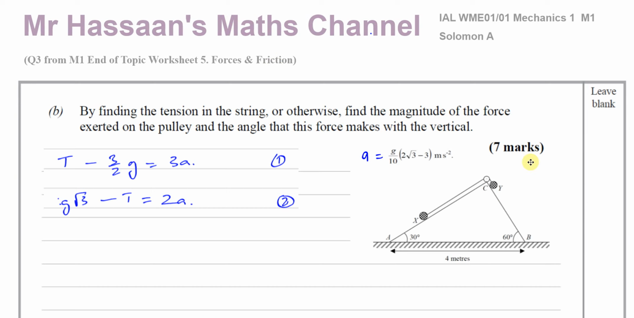Okay, so now, here we have the two equations that we formed in the first part of the question. These were the two equations we formed from resolving the forces, and this was the acceleration that we found. Now we need to find the tension in the string. Now the tension in the string is 3 times A, so it's 3 times G over 10 times 2 root 3 minus 3, plus 3 over 2 G. So that's the tension in the string.